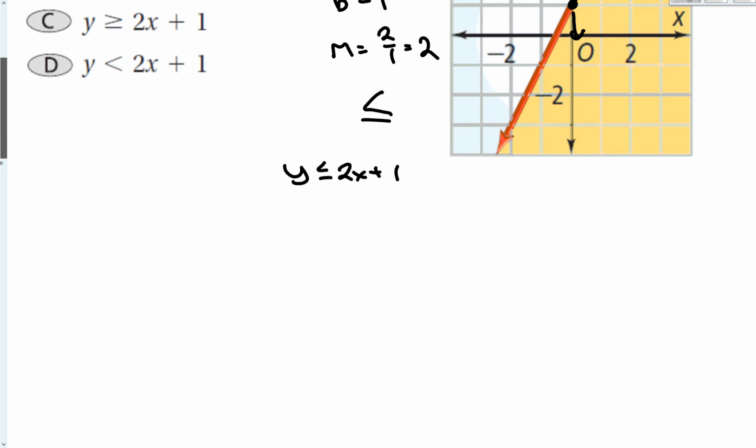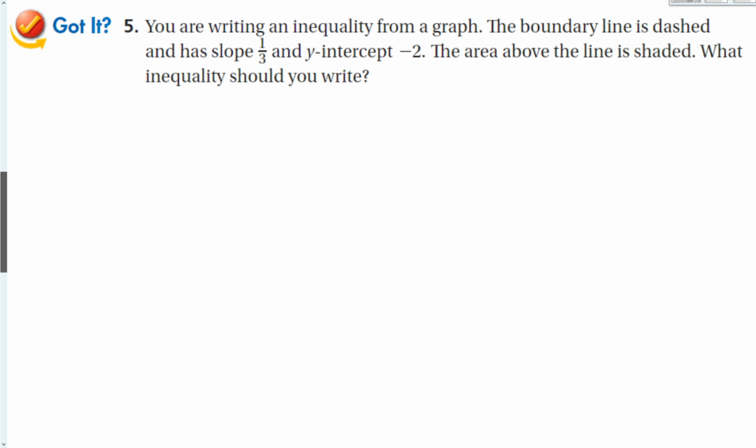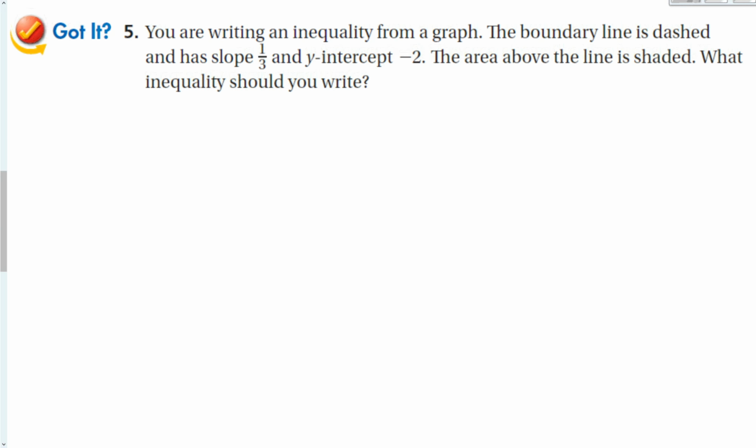Let's look at that again. Writing an inequality from a graph. The boundary line is dashed and has a slope of 1/3 and a y-intercept of -2. The area above the line is shaded. Dashed, which means above the line with no equal sign, slope of 1/3, y-intercept of -2. And there is my inequality.